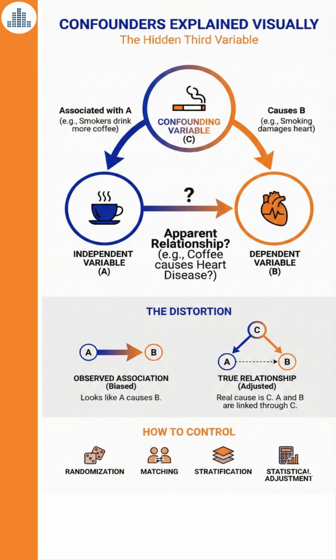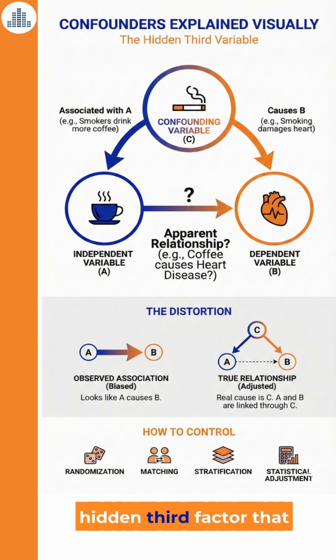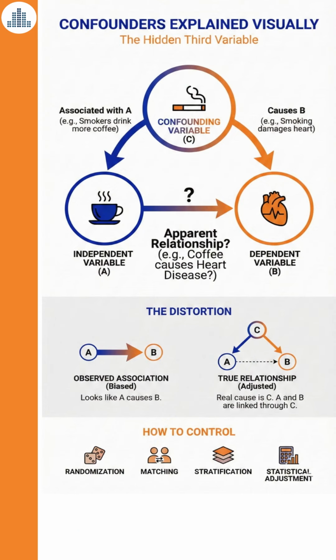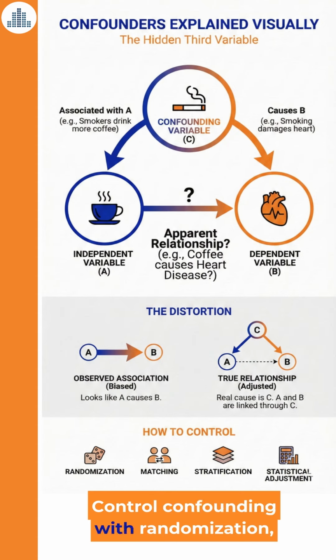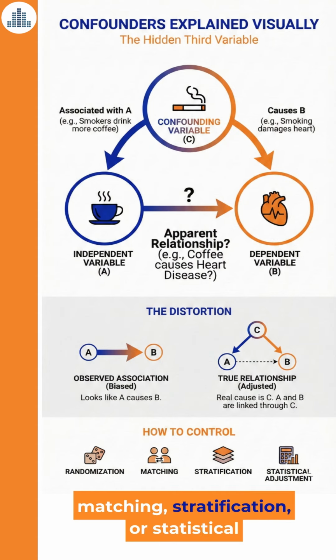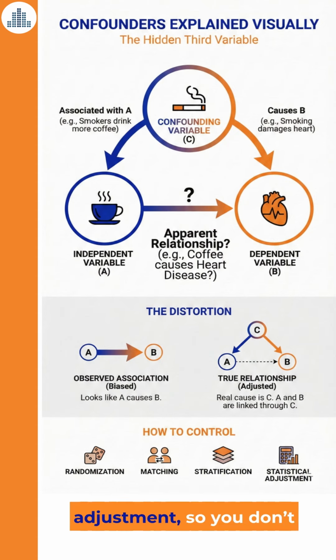Let me summarize. A confounder is a hidden third factor that is linked to your exposure and also affects your outcome. That's why coffee can look like it causes heart disease when smoking is the real driver. Control confounding with randomization, matching, stratification, or statistical adjustment so you don't mistake a coincidence for a cause.